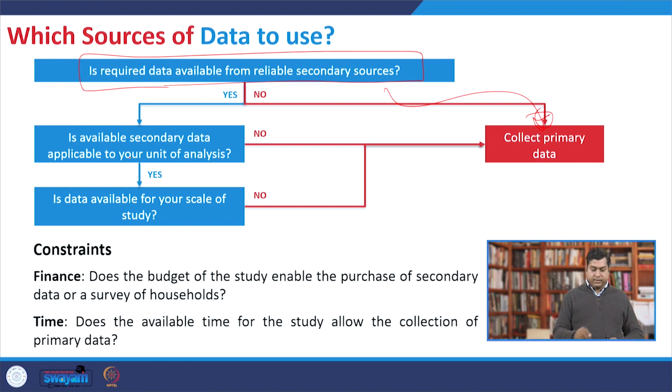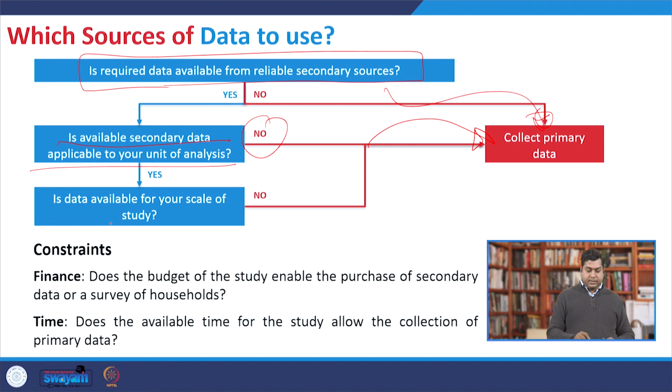If yes, the next question is: is the available secondary data applicable to your unit? That's why I am mentioning that the data may be available at district level but not at the particular neighborhood level, or we don't have information at the household level, but my research actually requires household-level data. In such a case also, if the answer is no, then you have to go for primary data collection.